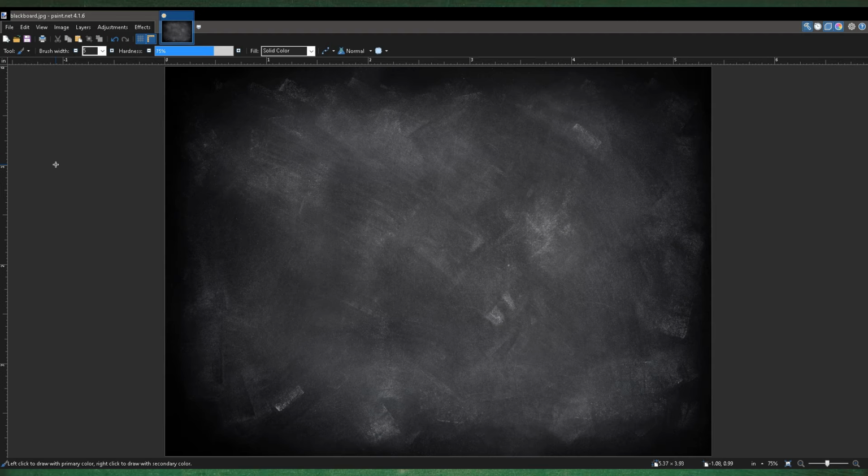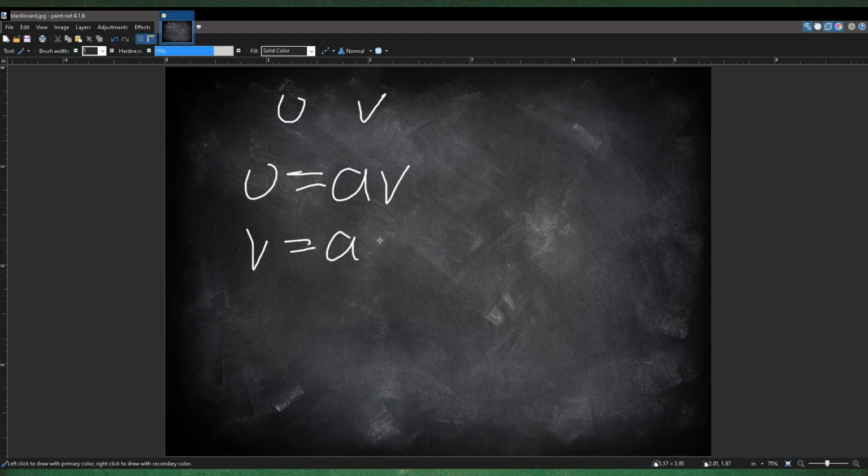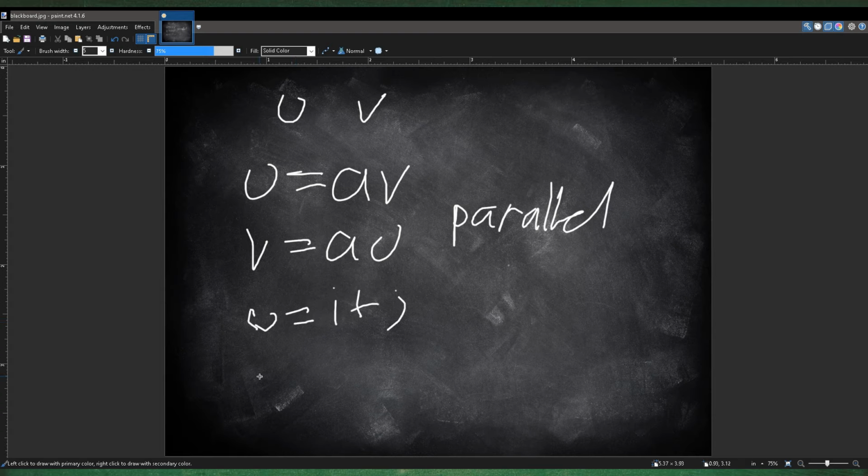The dot product also tells us that if we have two vectors, u and v, and u is equal to a times v, or v is equal to a times u, then the two vectors are parallel, which sounds pretty obvious, right? Because let's say u is equal to i plus j, and v is equal to 2i plus 2j. If you graph it out, one is just a little bit bigger, right? So they're parallel. They just have different magnitudes.